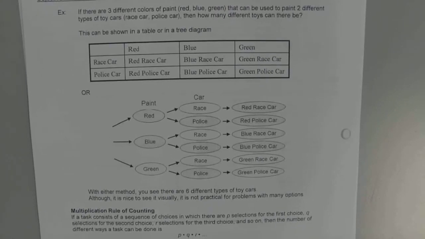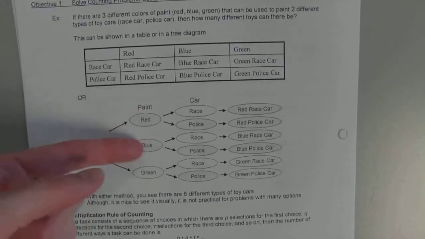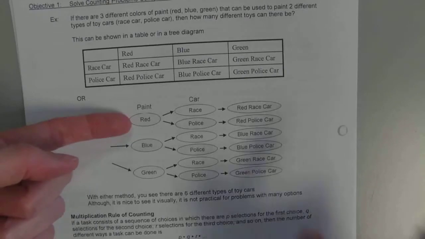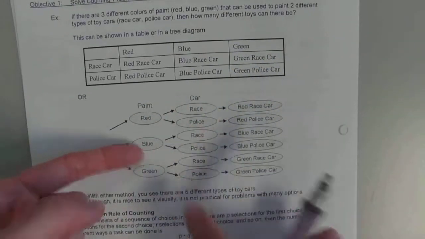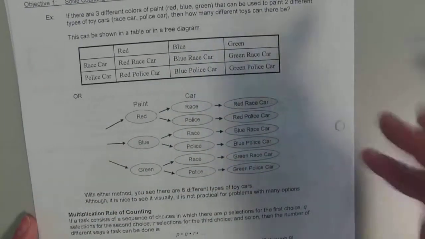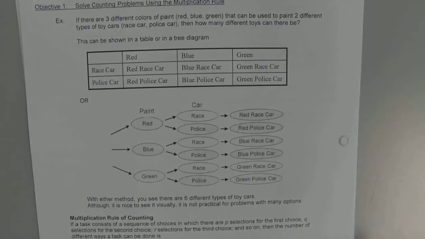You also could do a diagram, start with the paint color, red, blue, and green, and then realize each of those have 2 types of cars you can be coloring. So again, you have 6. But what if this was extended to material of a car, size of a car, price of a car? All these different options could get really big, so a chart or a diagram might not be the most practical.